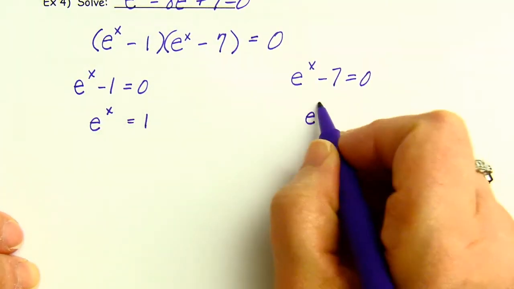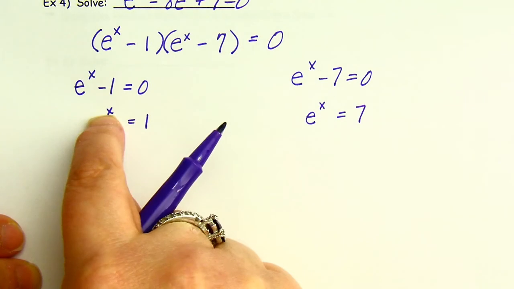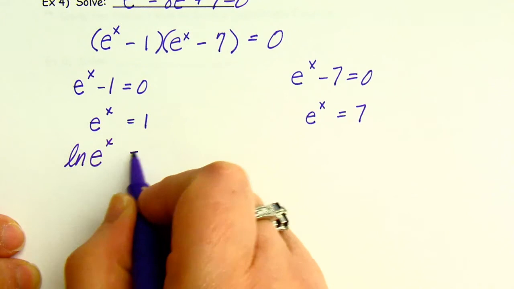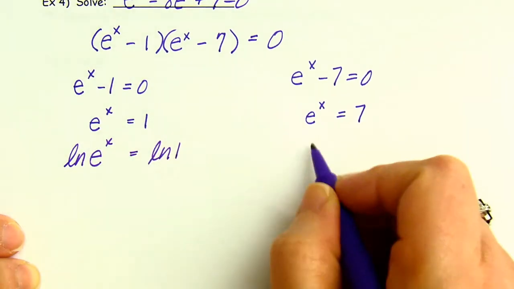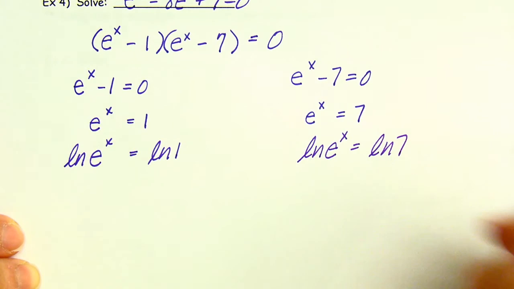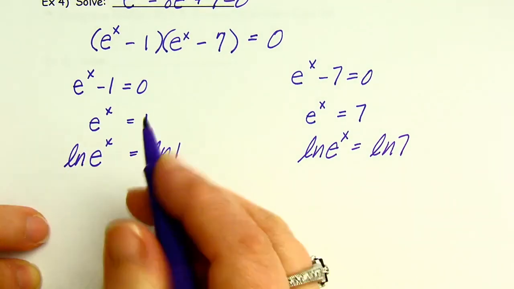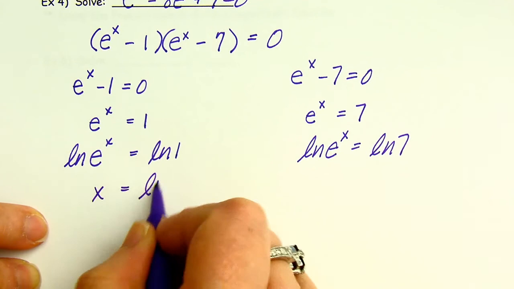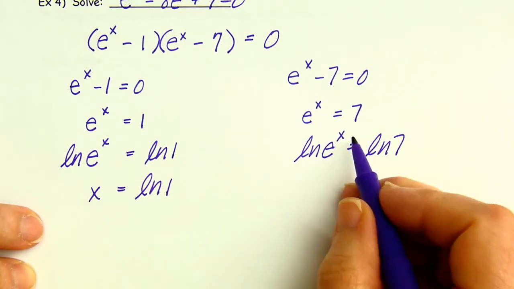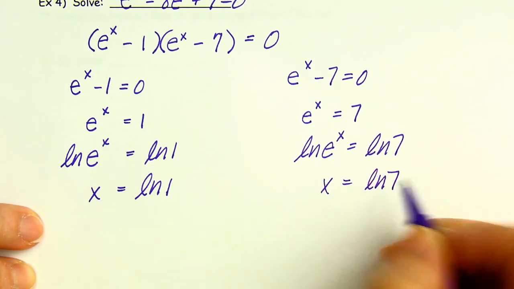I'm going to work this side as well. It's up there on the top shelf called ln for help. Ln e to the x equals ln 1. Ln e to the x equals ln 7. Use the inverse property. Natural log of e to the x equals x. So x is equal to the natural log of 1. Use the inverse property here. x is equal to the natural log of 7.